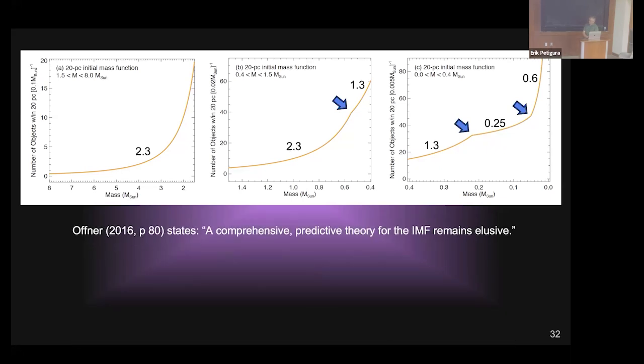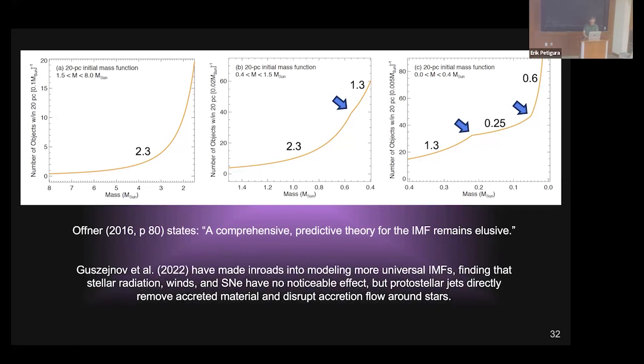Okay, we proceed to later reviews, and this is by Stella Offner in 2016. And she says a comprehensive predictive theory of the IMF remains elusive. So that's where we were in 2016. Fast forwarding to 2022, there's this paper by Guszejnov, which says that they've made inroads into modeling more universal IMFs.